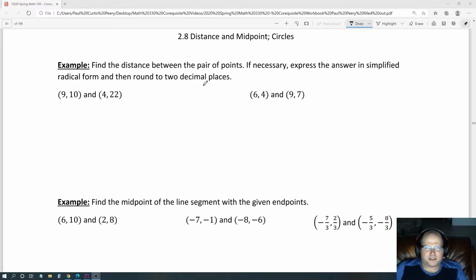2.8 Distance and midpoint circles. Find the distance between the pair of points. If necessary, express the answer in simplified radical form, and then round to 2 decimal places. Okay, so we want to find the distance between a pair of points. We already went over how to do this.